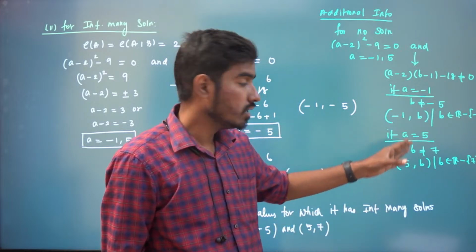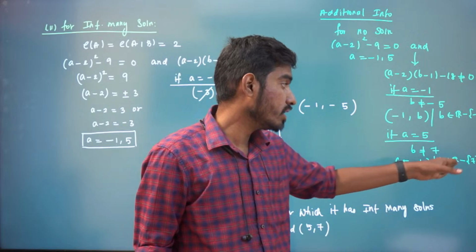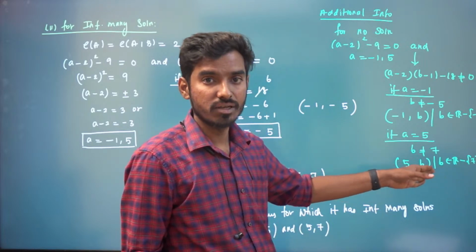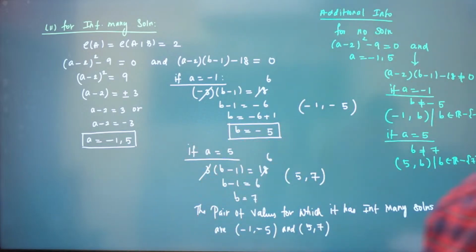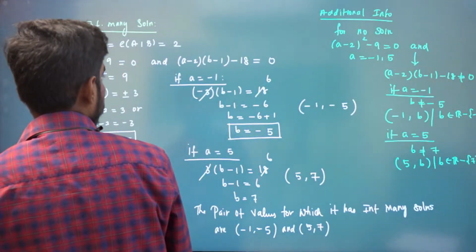This is one infinite set. And again, if A is 5, B can take any real number except 7. This is also an infinite set. So for an infinite set of pairs (A, B), you will have no solution. Is it clear? Okay, this is additional info only.